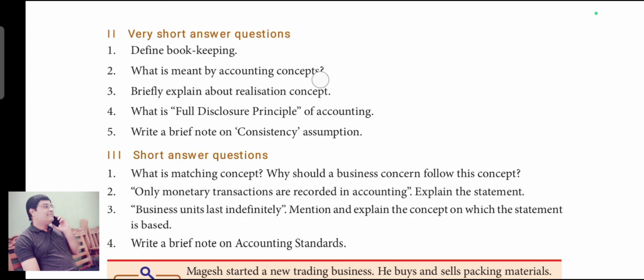In lesson 2, very short answer is 1, 4 and 5. In short answer, first one.